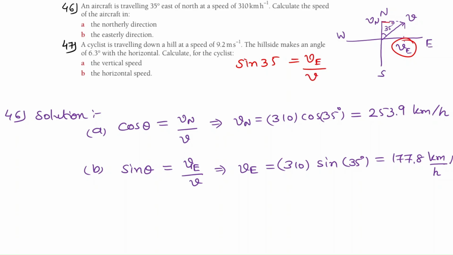Sine 35 means this value is this value. Okay, these are the same. It means opposite side upon hypotenuse. From this, you can easily find VE. Here I mentioned. Now, question number 47, which is similar to 46.